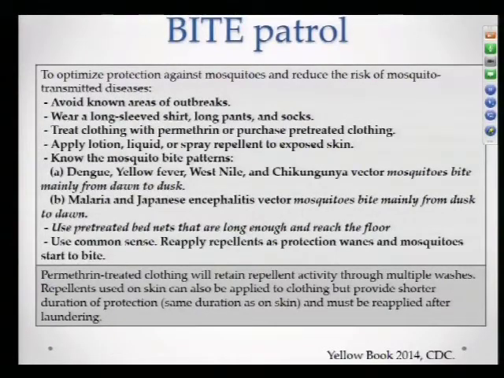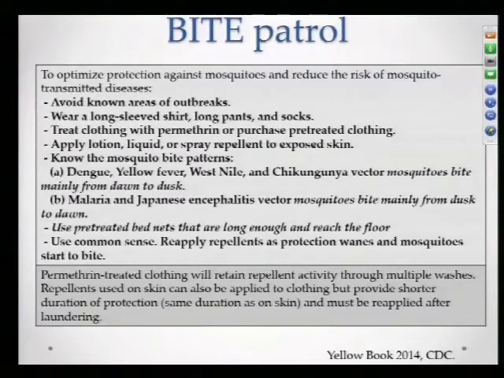So the first thing to ask your patient is, do you really need to go to that part of the world? There is an outbreak there. If they still need to, then talk to them about wearing a long sleeved shirt, long pants, and socks. Treat the clothing with permethrin. Now, if you purchase the pre-treated clothing, it's very expensive. It can range anywhere from $40 to $80 and so on.